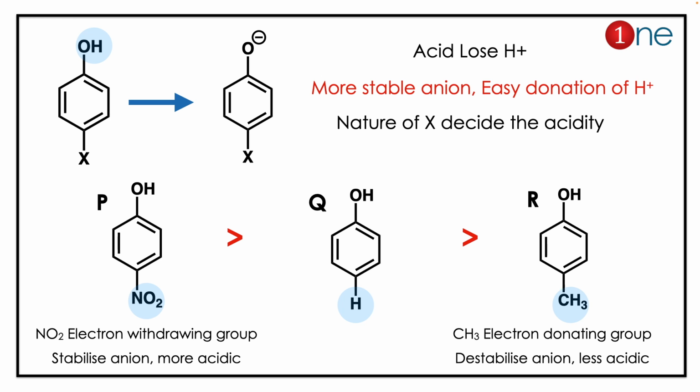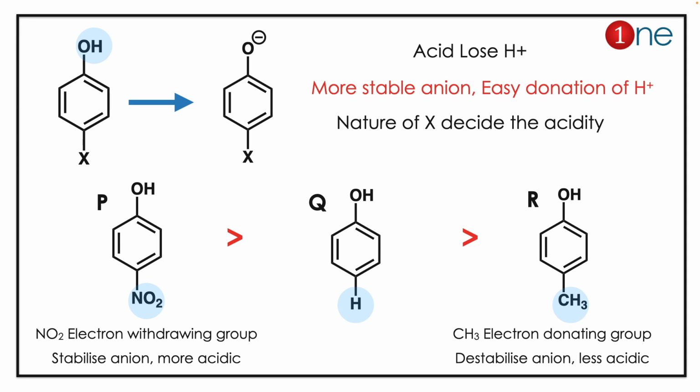Here you should know the fact that phenol is a weak acid. It can donate H plus and form phenoxide ion. The phenoxide ion here is important because the stability of phenoxide ion decides everything. The more stable the phenoxide ion, the easier the donation of H plus.